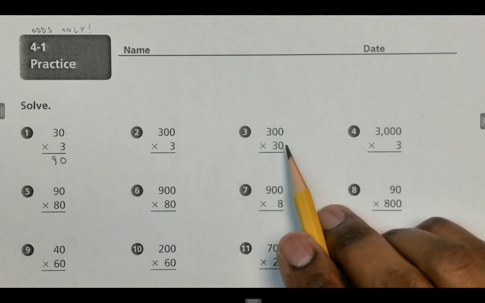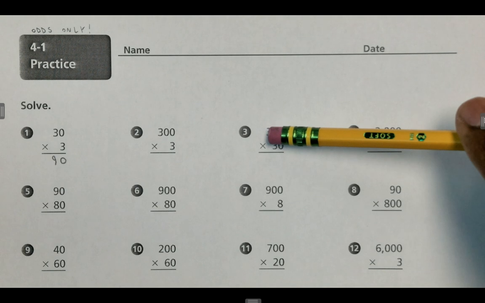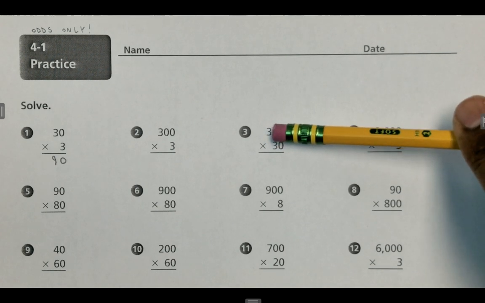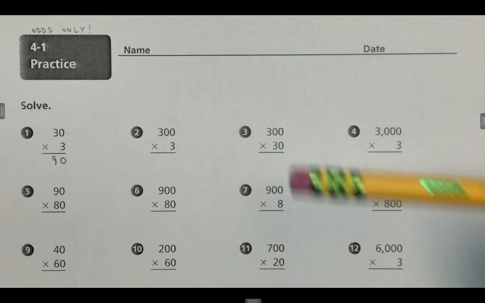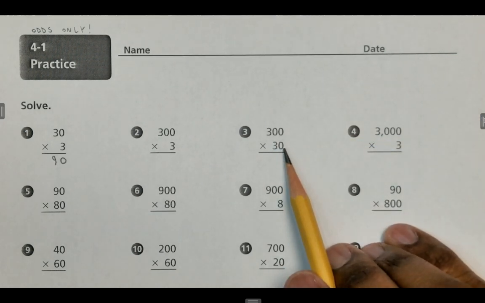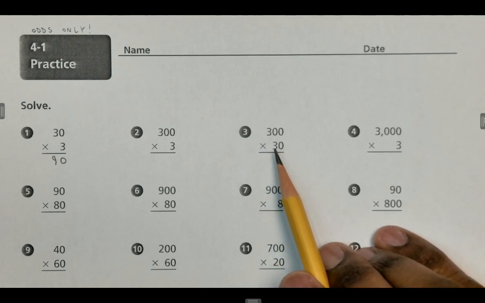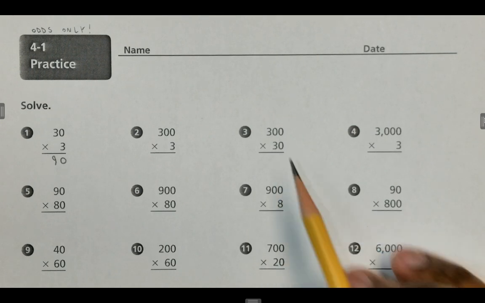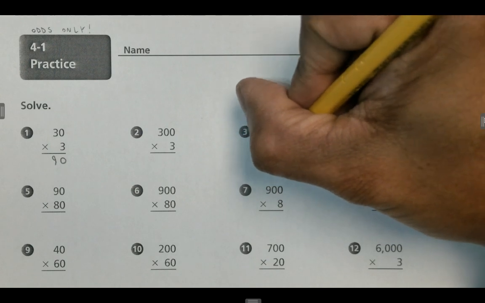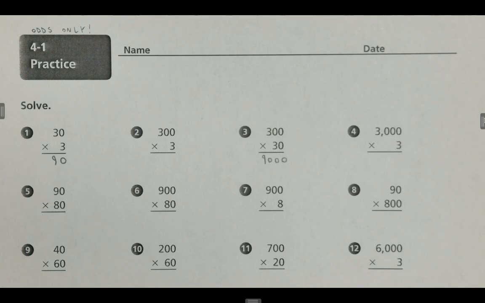Here I've got a problem where I'm multiplying 300 times 30. Each of these numbers is a multiple of 10. Up top, 300 has two zeros that get counted or covered. Down low, 30 has one zero that gets counted or covered. So altogether, I've got 1, 2, 3 zeros. Now I'm going to multiply my non-zero digits. 3 multiplied by 3 is 9, and I'm going to add in 3 zeros behind the 9 to get an answer of 9,000.